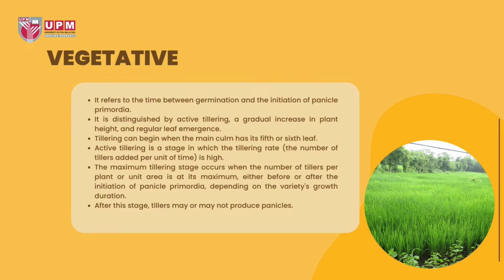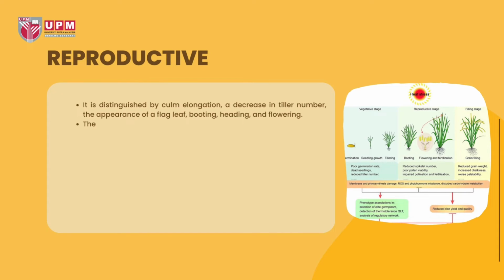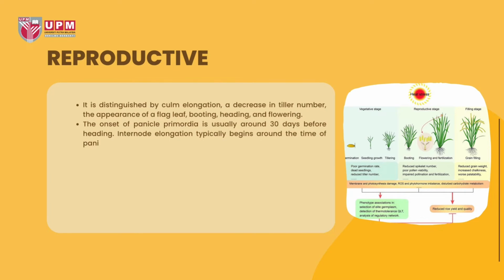After this stage, tillers may or may not produce panicles. The reproductive phase is distinguished by culm elongation, a decrease in tiller number, the appearance of a flag leaf, booting, heading, and flowering. The onset of panicle primordia is usually around 30 days before heading.